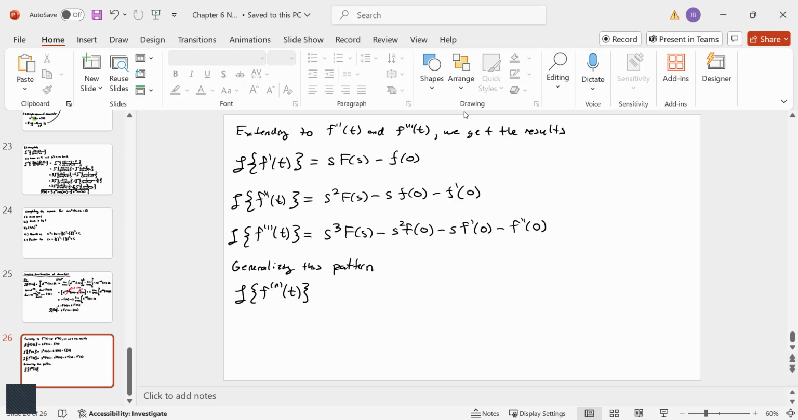So remember, in parentheses, the n just means nth derivative is equal to s^n F(s) minus s^(n-1) f(0). And these are all minuses too. Notice that. Minus s^(n-2) f prime of 0, minus, and then dot dot dot, minus s f^(n-2) of 0, minus f^(n-1) derivative of 0. So the derivative gets bigger and bigger.